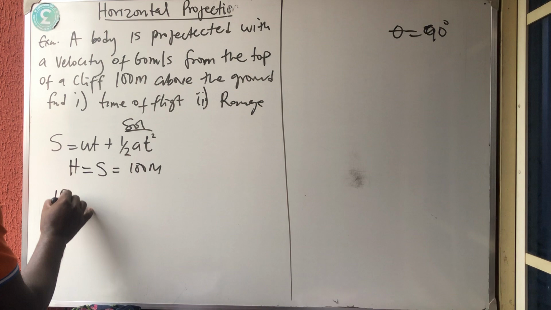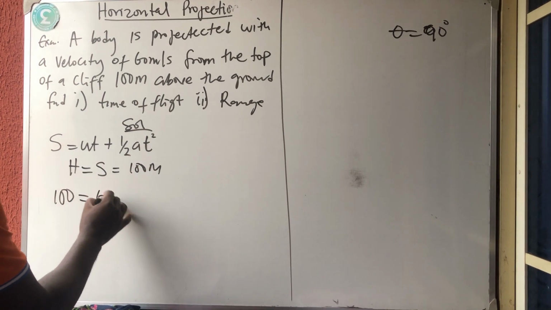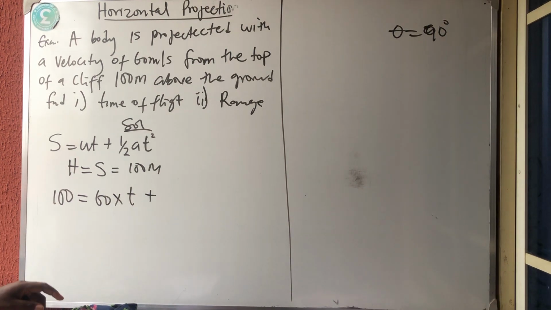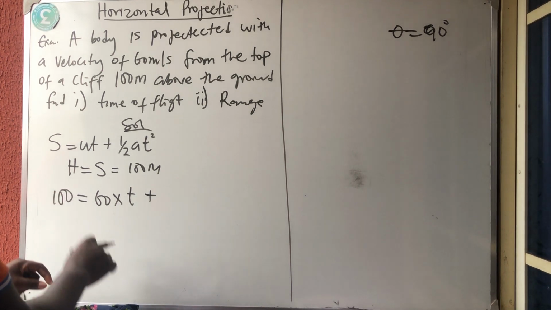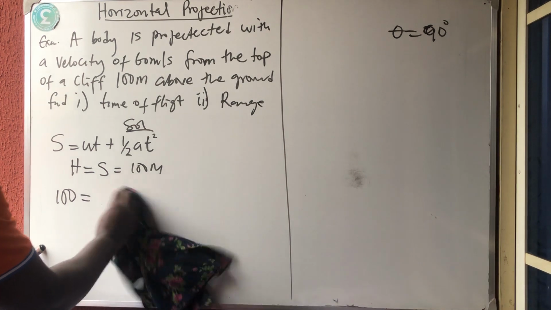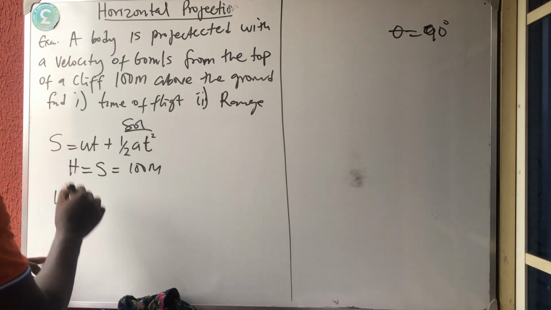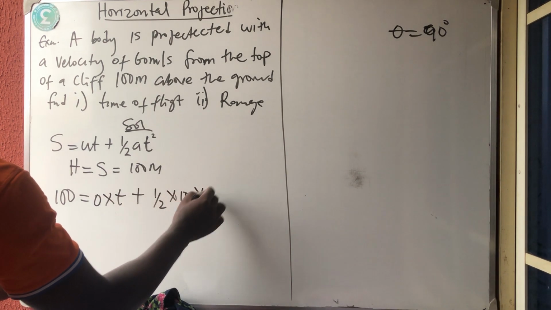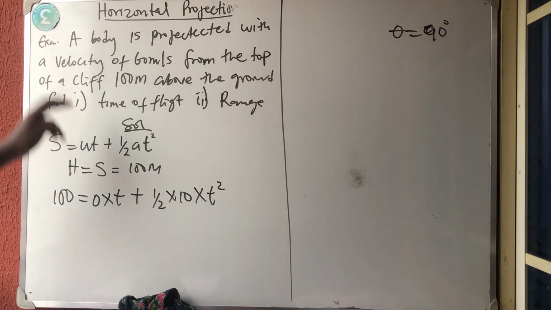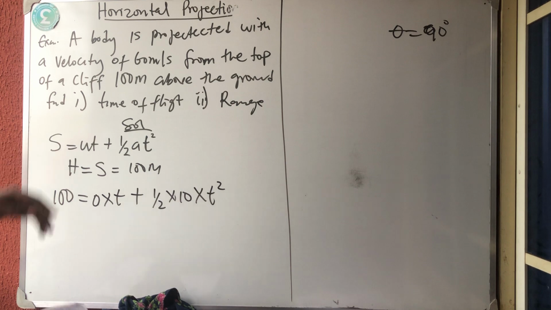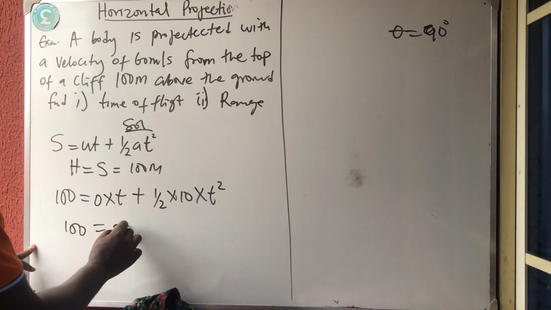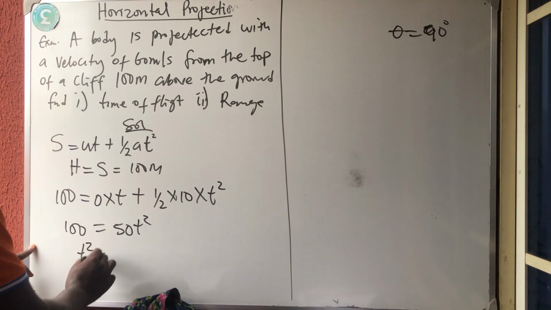So let us substitute. 100 is equal to u times the time plus... the initial velocity here is 0. This is 0 times t plus 1 over 2 times 10 times t squared. Because it is standing on top of something, it is thrown vertically downwards. So I'm having that 100 is equal to 5t squared.